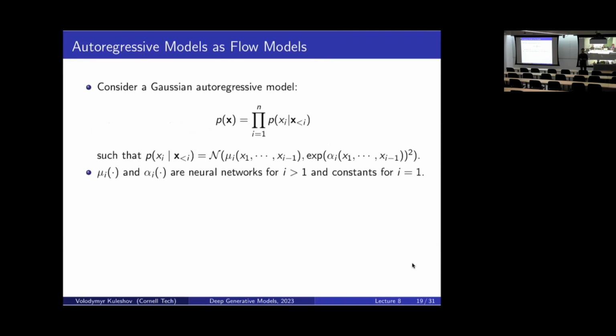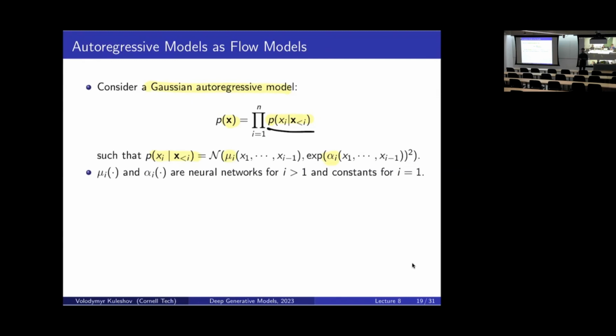Consider the following example. Let's say that we have a Gaussian autoregressive model. What I mean by that is that X here is going to be continuous, and the model over X is going to be formed by applying the chain rule, and then each of these terms in the chain rule is going to be a Gaussian with a mean mu and a log variance of alpha i. So each of these conditional terms is a Gaussian.